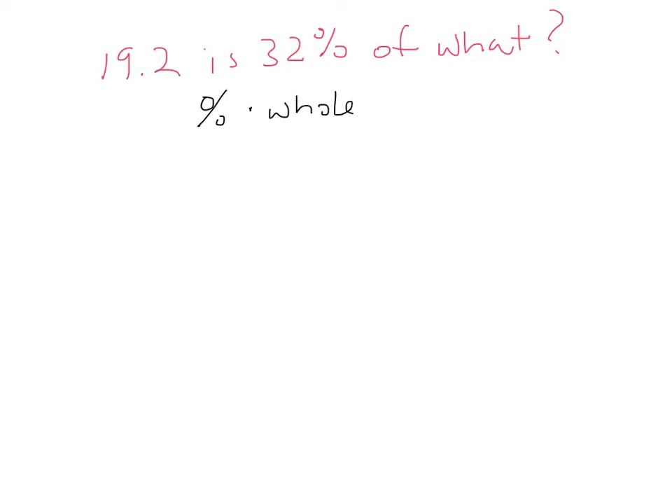Let's do another one. Let's try to find 19.2 is 32% of what? And so let's take a look at this. Remember, the equation here is percent times whole is equal to the part. So I'm going to look for the keywords here. 19.2 is 32%. So I've got the part and I've got the percent.